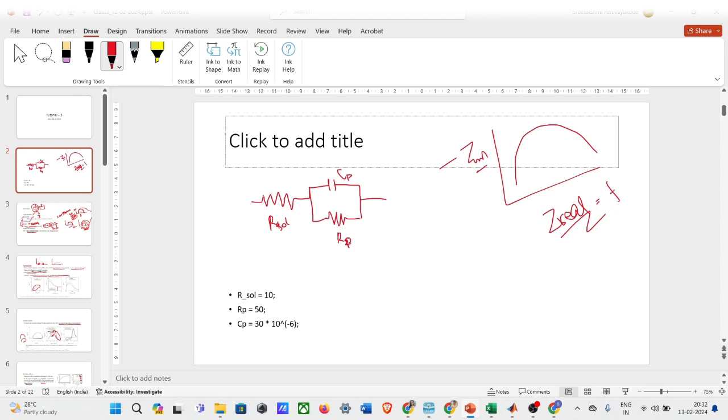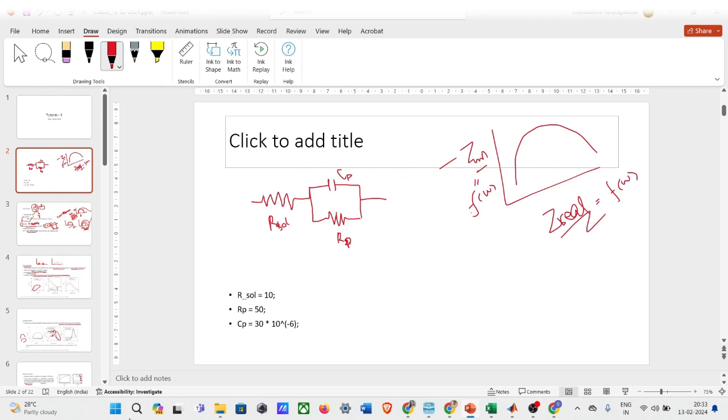I will not be substituting the value of omega, but I'll get something as a function of omega. You will write an equation for both. Can you try? I've also given the solution values. You can substitute the values and find the equation for minus Z imaginary and Z real. I can give you a few minutes, might be 5 minutes. Please try that.